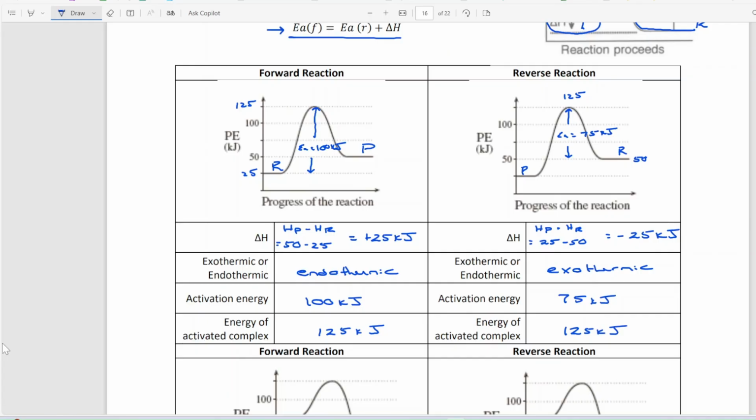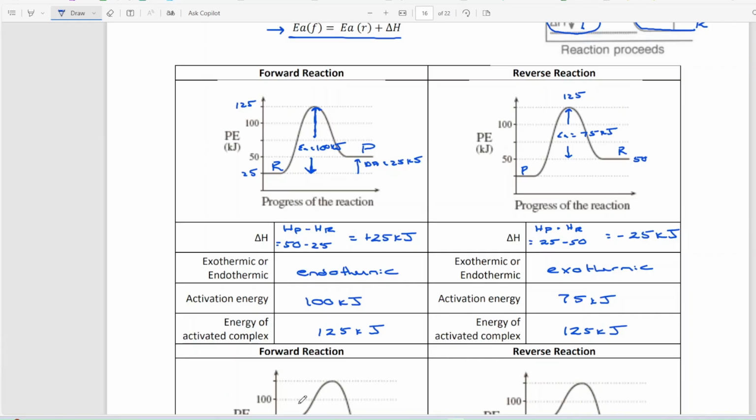But this equation up here is awesome, but I also feel like sometimes it's just easier to see it on the diagram, right? So if I have my activation energy of my forwards reaction going from reactants to activated complex, and then I know that my delta H is in here, then I know in a reverse direction that the 100 minus the 25 would leave me with that 75 kilojoules for my activation energy of my reverse reaction.